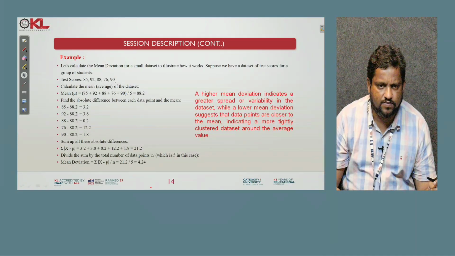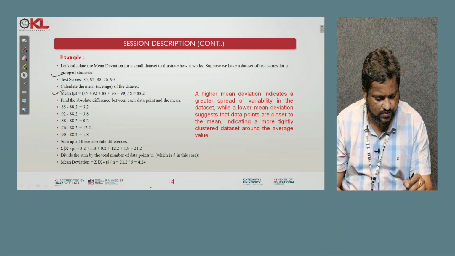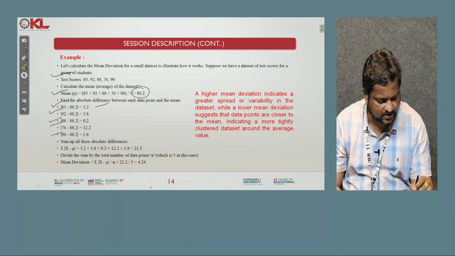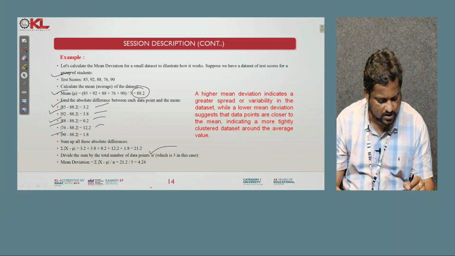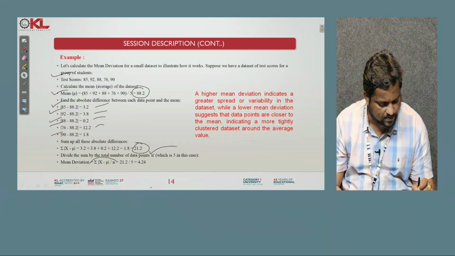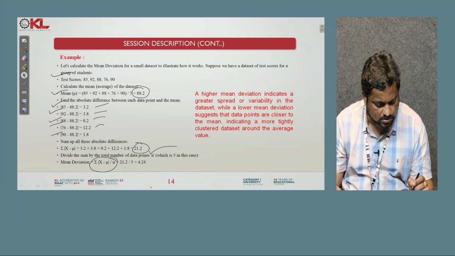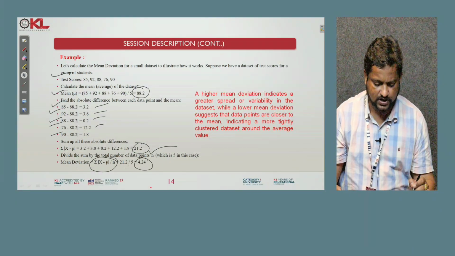So here an example was given. This is the data set we have taken. First we found the mean, which is 88.2. Then we calculated the absolute difference between the mean and the data points. These are the different values we got, and after that we performed the summation. We got a sum of 21.2. As per the mean deviation formula, with 21.2 and total samples of 5, we got a value of 4.24.